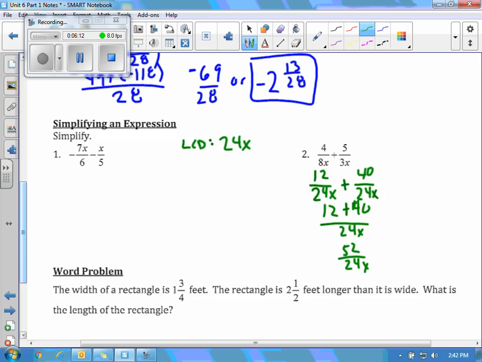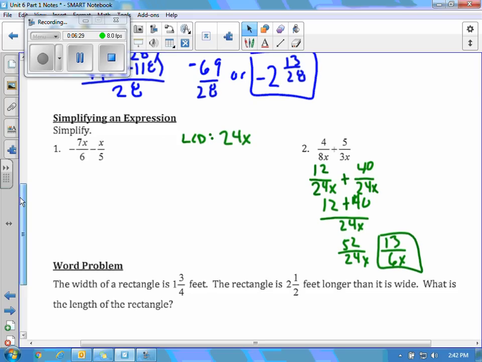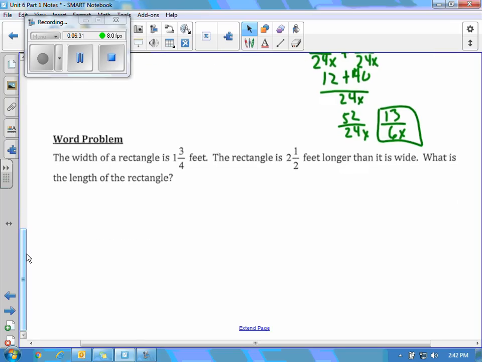And since I have a variable at the bottom, I'm not going to make it a mixed number. I'm just going to reduce. So I can divide both of those by 4. I'll get 13 over 6x, and that's as far as I'll go. Again, cannot make that a mixed number because I have a variable at the bottom. So anything I left blank, you need to fill out. You also need to go ahead and do this word problem as well.